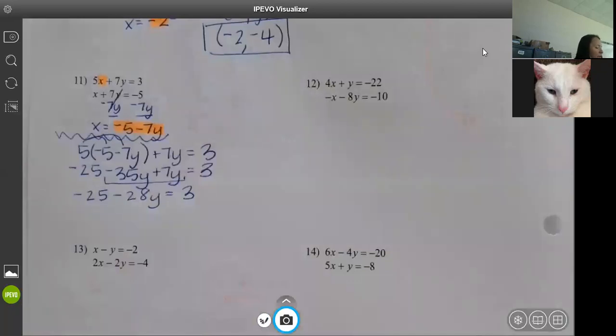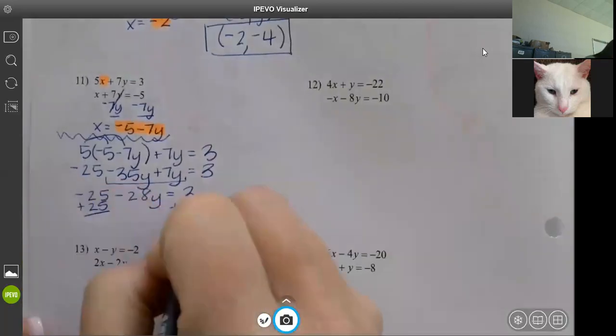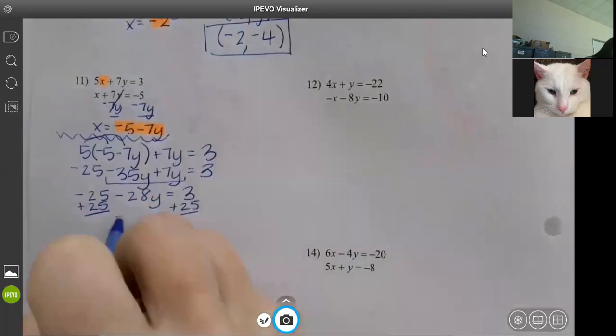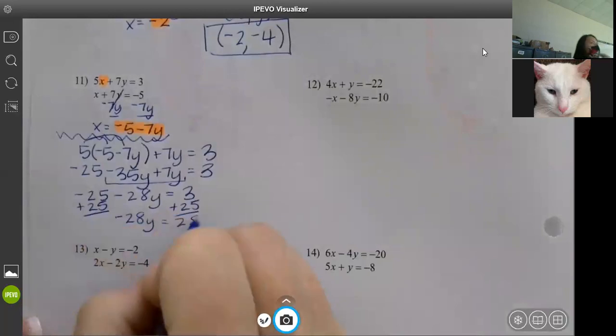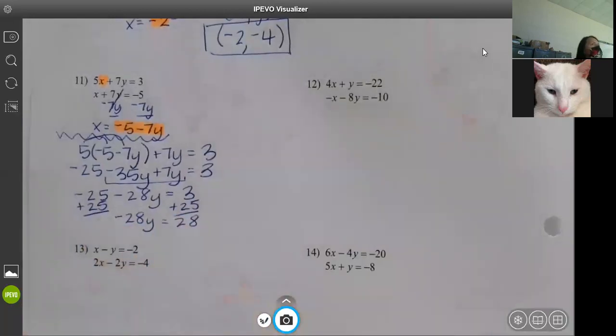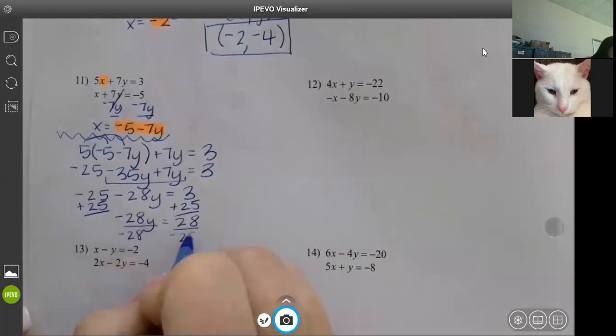Solving for y, what do I need to get rid of? How do I get rid of a -25? Add 25. Bring down your whole -28. Don't forget that negative in front of it. Equals 3 plus 25 is 28. Last step. We're going to divide by -28. And what do we get for y? -1.